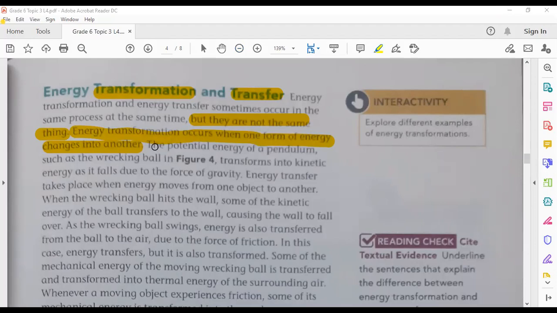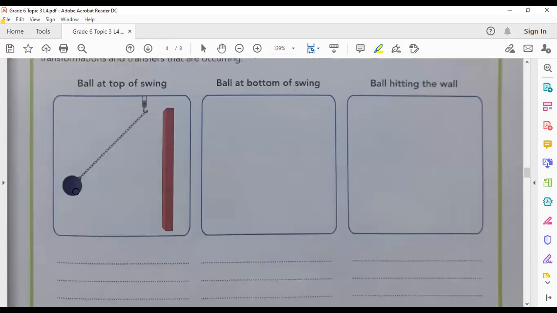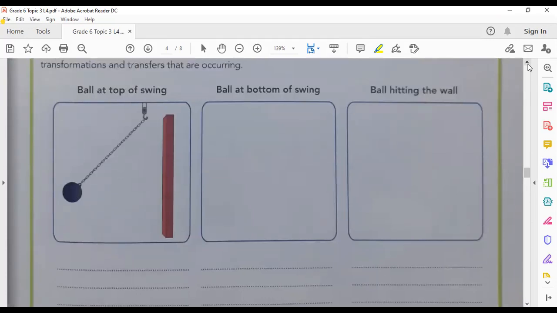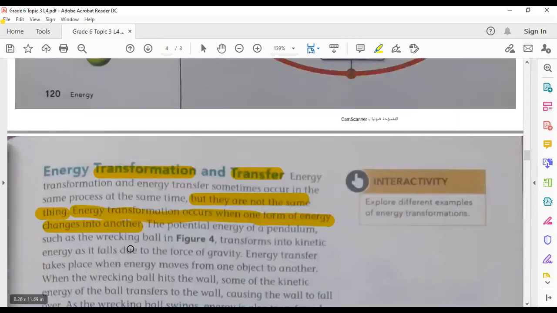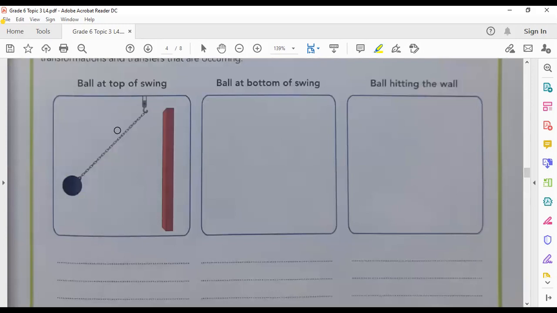This is an example: the potential energy of a pendulum, for example, in this figure. Yesterday we were on the pendulum. This is a pendulum. In this example, the potential energy of a pendulum, such as a wrecking ball, transforms into kinetic energy as it falls due to the force of gravity. For example, at this moment, this pendulum has potential energy. When it is released, when it moves, this potential energy transforms to kinetic energy. There are a lot of examples of energy transformation.